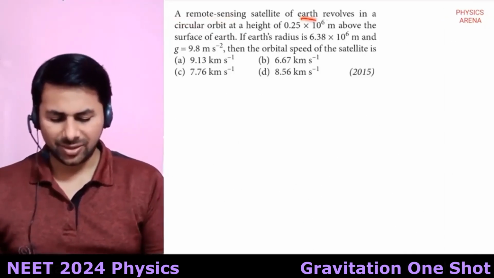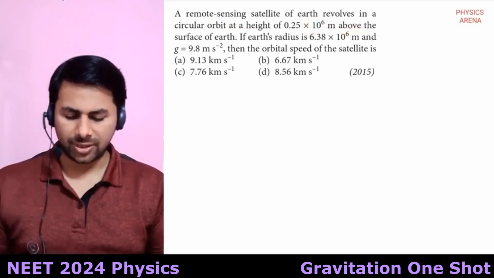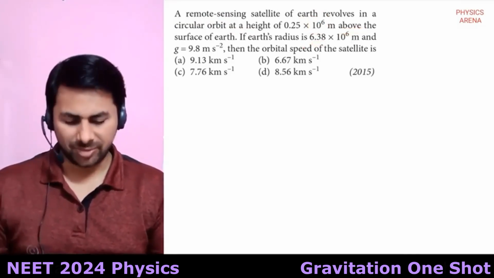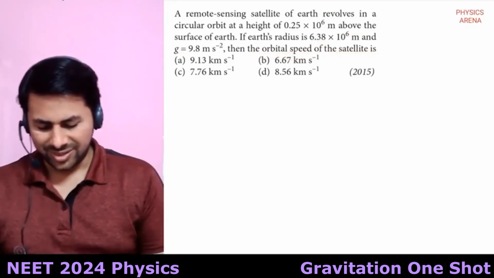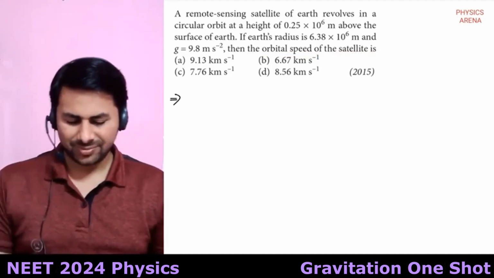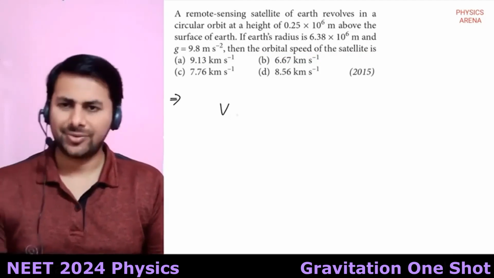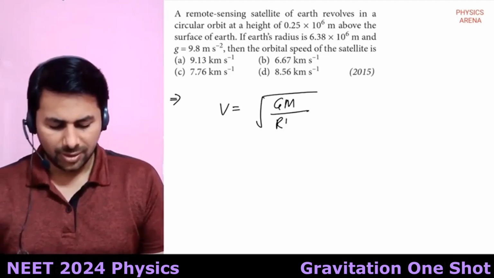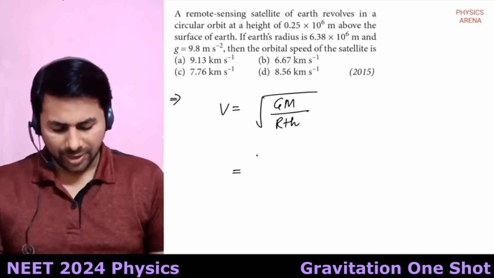A remote sensing satellite of Earth revolves in a circular orbit at a height of 0.5 into 10 raised to 6 meters above the surface of Earth. If the radius is 6.38 into 10 raised to 6 meters and g is this, the orbital speed of the satellite is. Tell me, what can you do? So this is just calculation. What is orbital speed? Square root of GM upon R plus h, small r, which is R plus h.